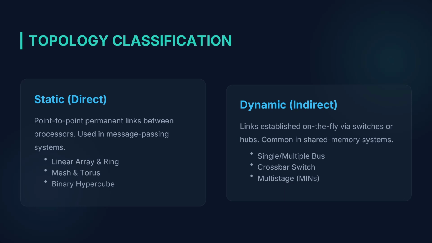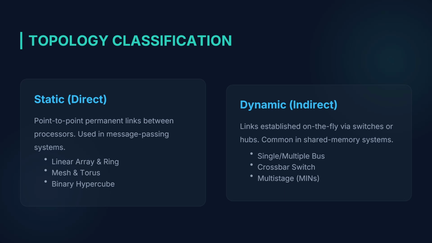Topology classification. Network topologies generally fall into two distinct families, static and dynamic. Static, or direct, networks are permanent. The wires are physically plugged from processor A to processor B. It's like a dedicated phone line. We mostly use these when processors are sending specific messages back and forth.